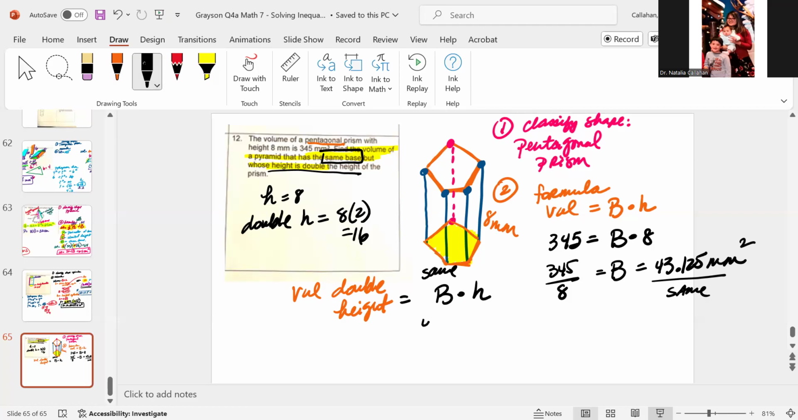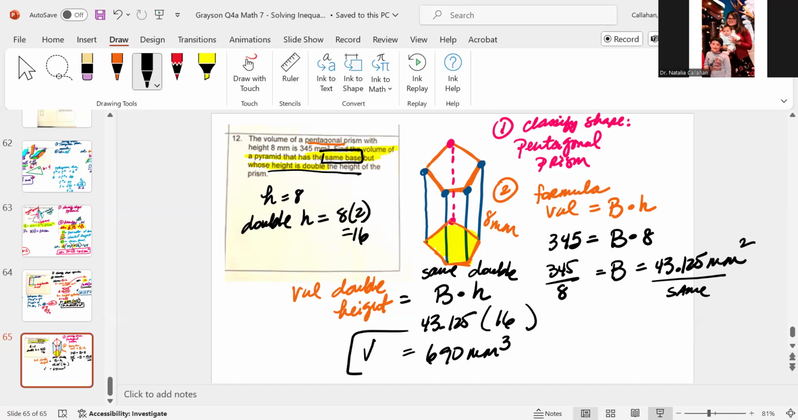So we found out that was 43.125, correct? But the height is not the same. The height is double. What's the double height? Now multiply that. And that's your answer. Does that make sense? Yeah. And that concludes it.